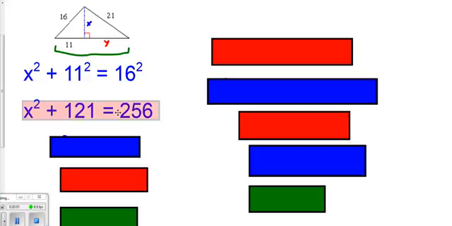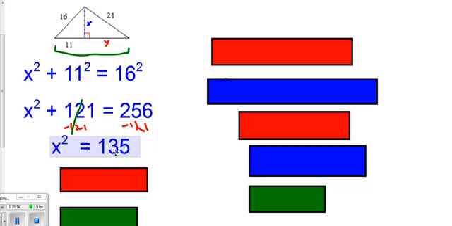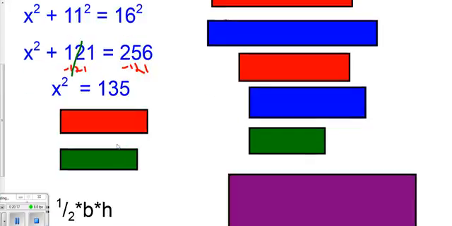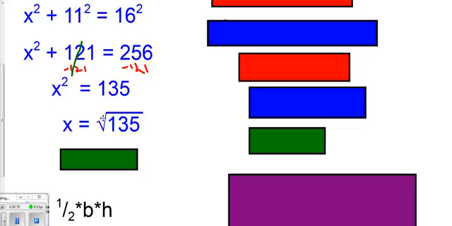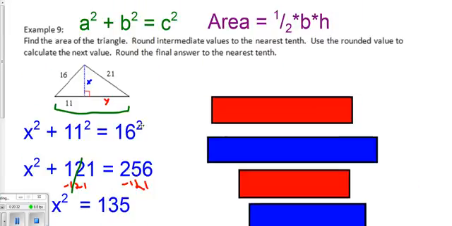Simplifying those pieces out, x squared plus 121 equals 256, minus 121 on both sides, which means these will cancel out, and we now have x squared equals 135, which means x is the square root of 135. We just took the square root of both sides. So plugging that into our calculator, rounding to the nearest tenth, x is going to be about 11.6. So this thing right here is about 11.6 units high.